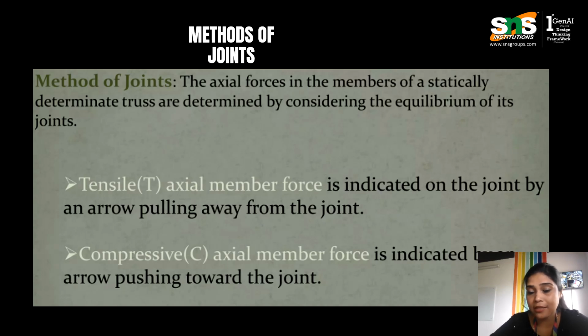What is tensile axial member force? It is indicated on the joint by an arrow pulling away from the joint. And what is compression? As you all know, it is indicated by an arrow pushing towards the joint. So pushing towards the joint is known as compression, and away from the joint it is known as tension. So these are the other important assumptions.